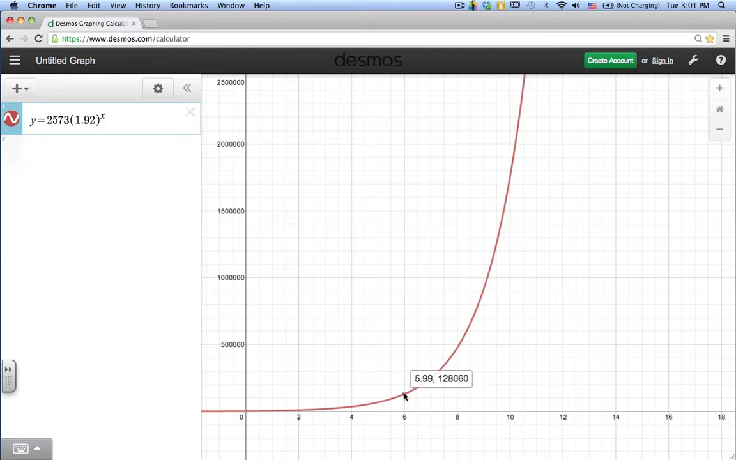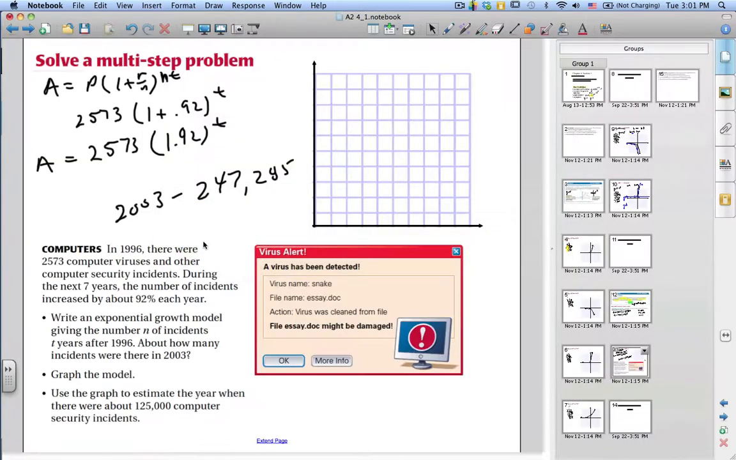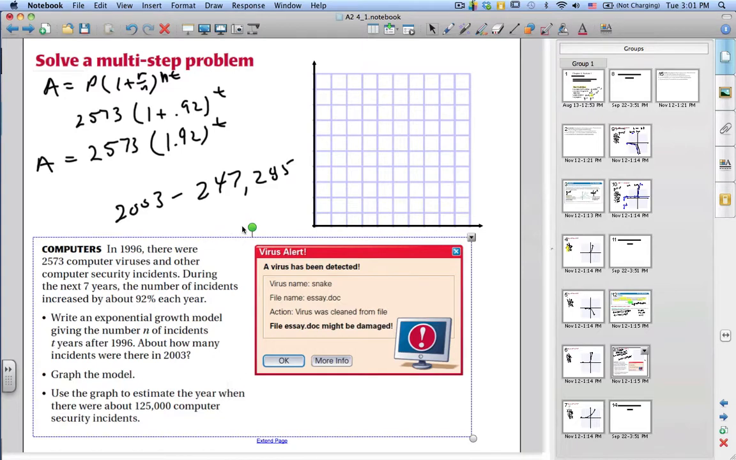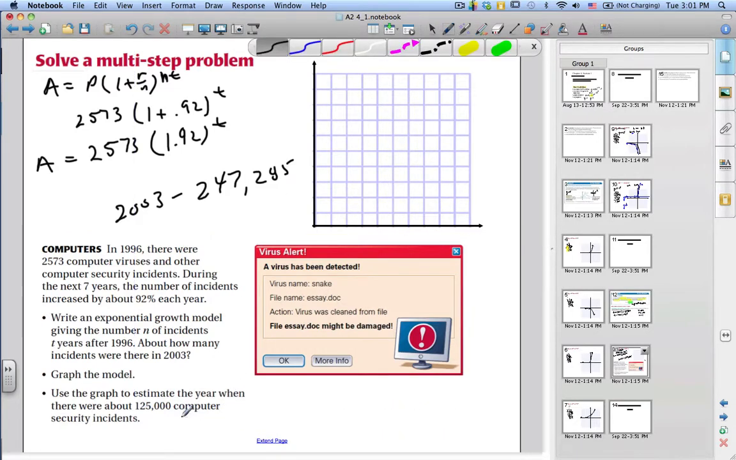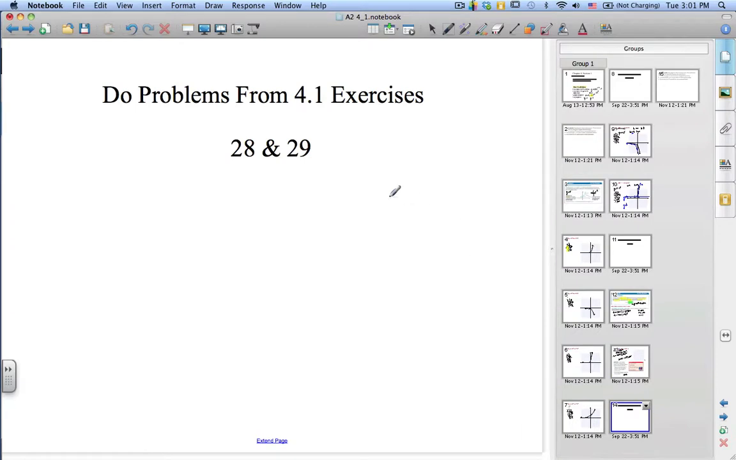So it looks right about 6 years. So you see at 5.96 years, that's when I hit the 125,000, but they want an estimate. So 6 years since 1996, that was about 2002. Okay, so in this case, I'm using the graphing calculator to help me out. You go ahead and get a little practice here. Do problems 28 and 29. Come on back and we'll finish out this lecture.